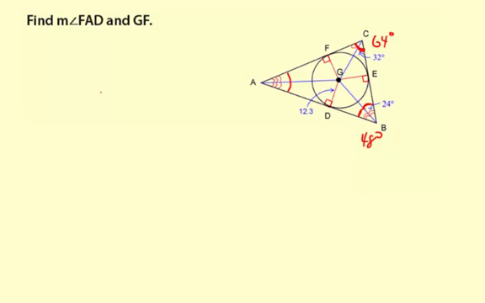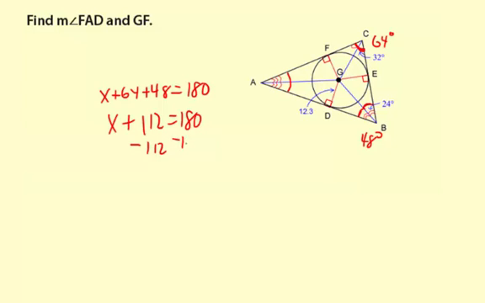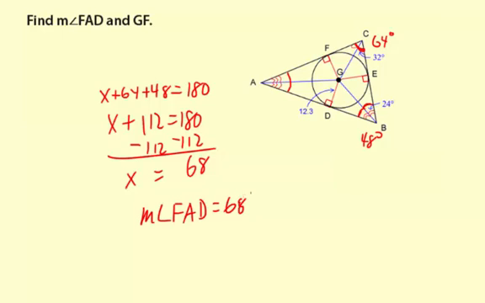So we can say, I'll just say x plus 64 plus 48 equals 180. And then we can simply solve for x, which represents the measure of angle FAD. So x plus, and 64 plus 48 is 112. Now we'll subtract 112 from both sides. X equals 68. So the measure of angle FAD is 68 degrees.